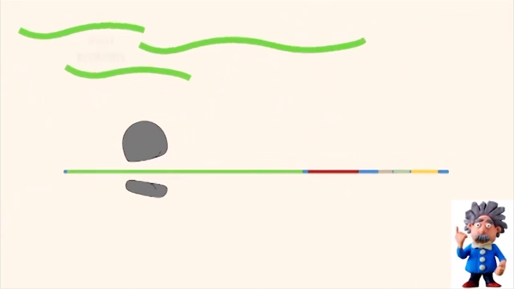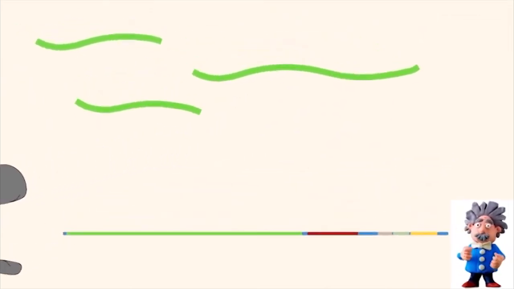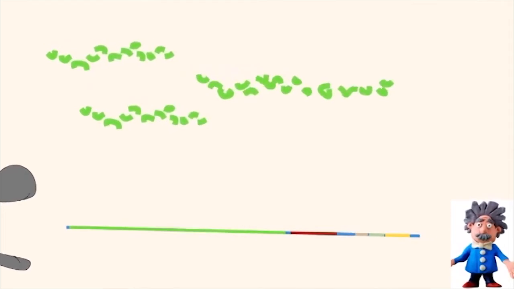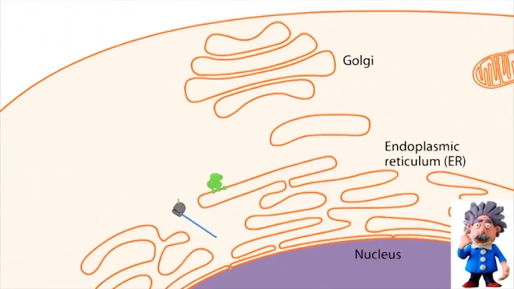The initially produced viral proteins are referred to as polyproteins because their size is huge. And they will need to be cut into several smaller proteins, including the 2 proteases, which will do the cutting itself. Many of the newly produced proteins are then inserted into the various membranes inside the cell. Here, we can see the viral RNA being translated in the endoplasmic reticulum.